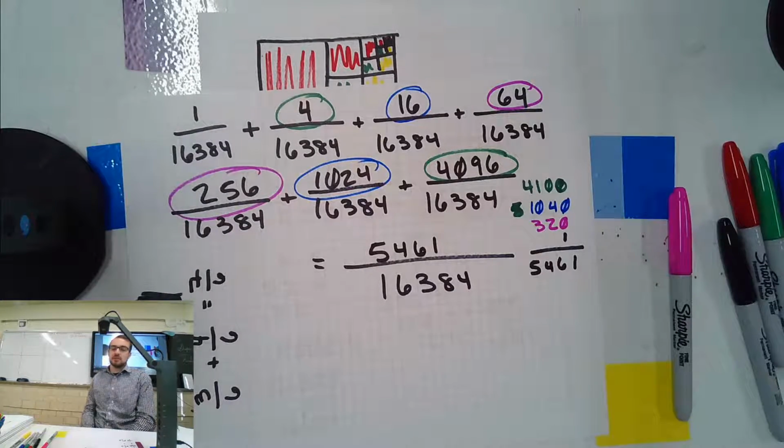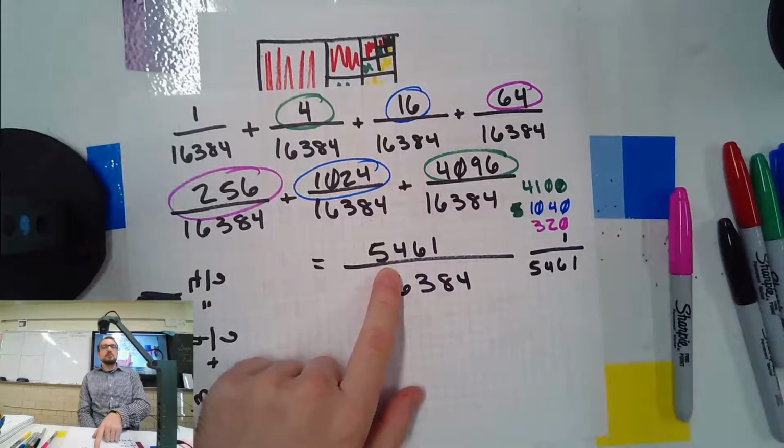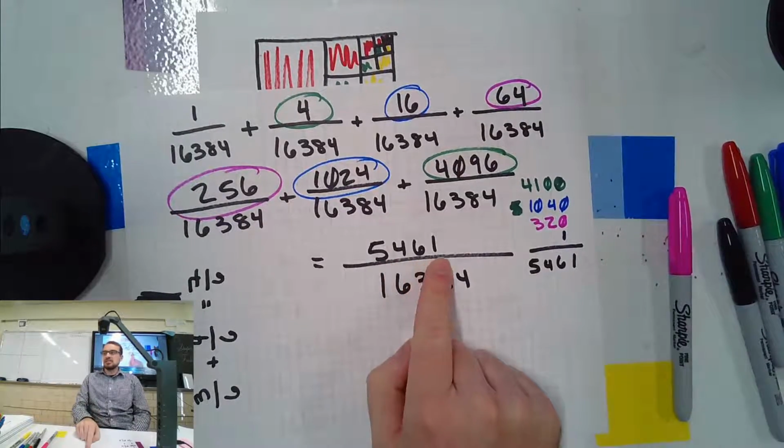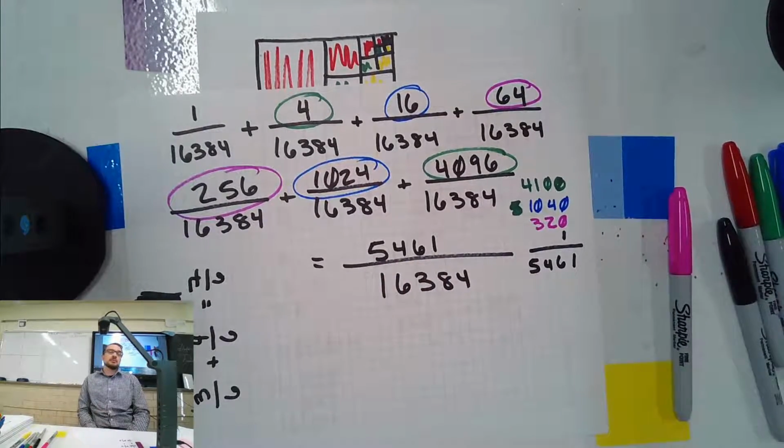Is 5461 divisible by 3? Is this number divisible by 3? Did we goof? It's not, because 9 plus 7 is 16. 6 and 1 makes 7. That's not divisible by 3. So what the heck? Did we goof?